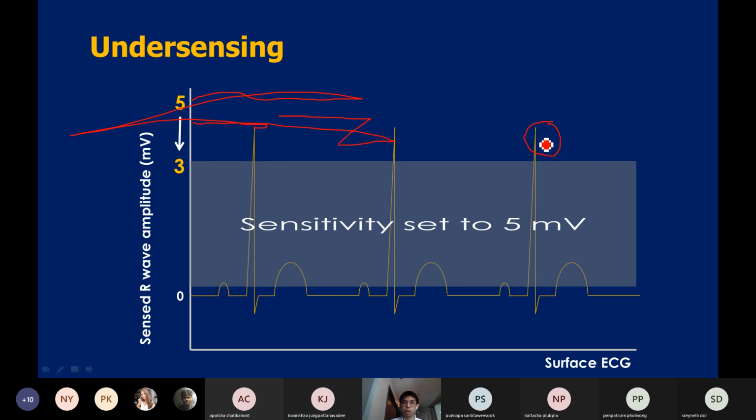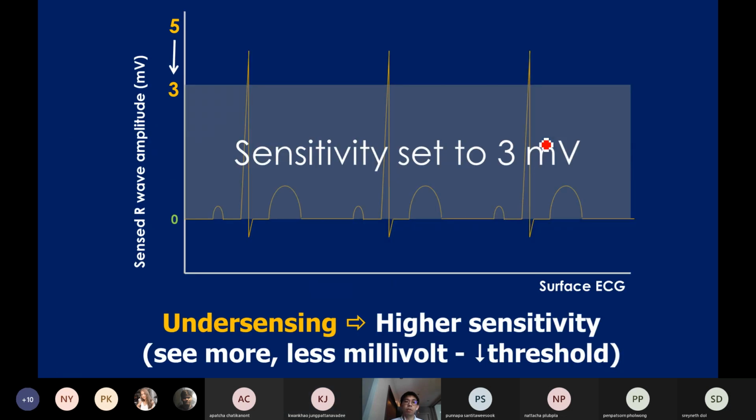Yes. Okay, but there are some tricky words. We lower the number of the sensing threshold from 5 to 3. We lower the number, but we usually call it increased sensitivity. From here, we increase the sensitivity of the pacemaker by lowering the sensing threshold. This might sound a little bit confusing, but we usually use this word.